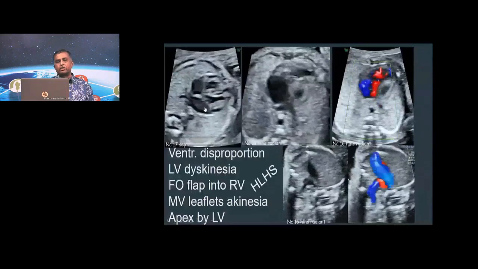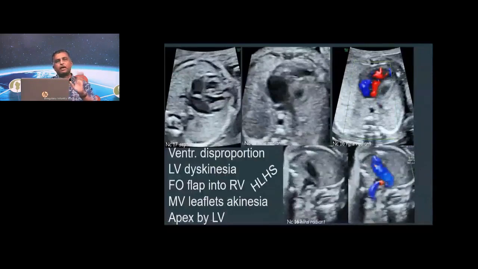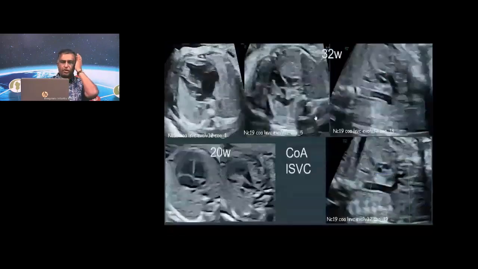So extremely important to look critically at the contractility. Who's making the apex? Where is the flap opening and closing? And that will put your diagnosis on a firm footing.